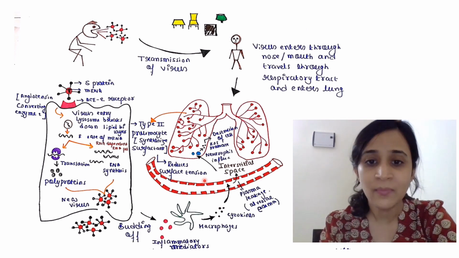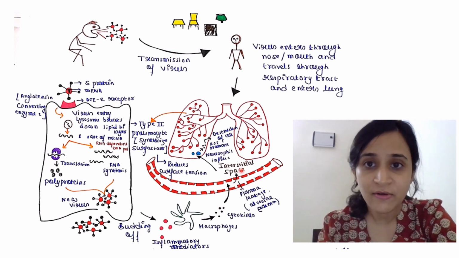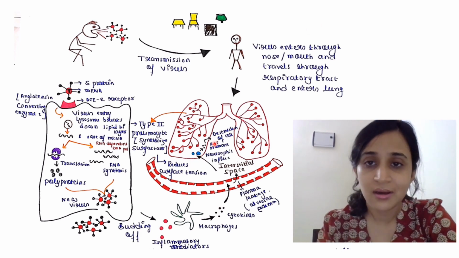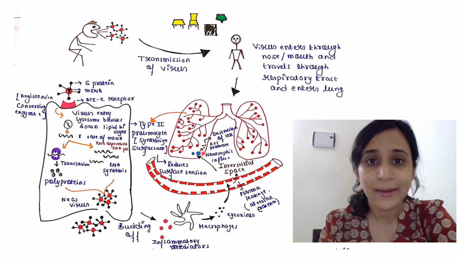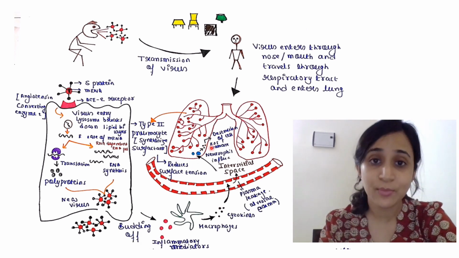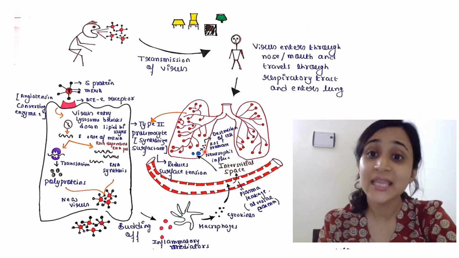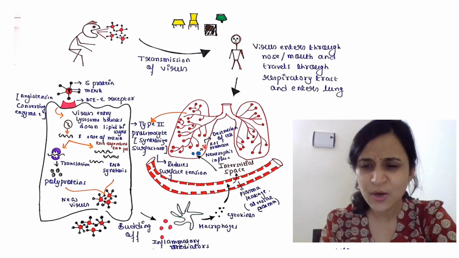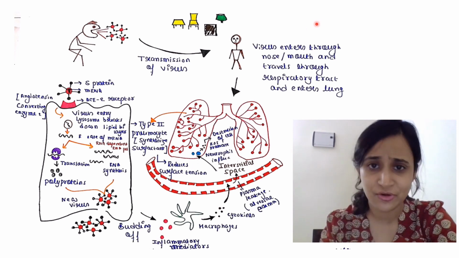And apart from the plasma leakage, this capillary permeability will also allow some neutrophil influx into the lung. Neutrophils will actually release ROS or reactive oxygen species and proteases in order to destroy the virus. But these ROS and proteases are not cell-specific. They will also cause mass destruction of all alveolar cells, including type 1, type 2 pneumocytes, etc.